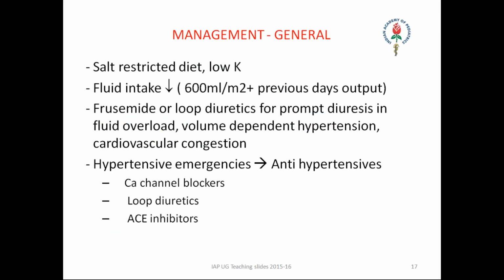So management, you already know: salt restriction and low potassium. Decrease your fluid intake to previous day's output. You keep an input-output chart, check your output, and give output plus 500 to 600 ml per meter square. Keep a diuretic. Diuretic is the first drug to decrease hypertension and edema. Furosemide or loop diuretic decreases the fluid overload, and automatically your hypertension also will decrease, and pulmonary congestion and cardiovascular complications are also lessened. For hypertensive emergencies, you have to use calcium channel blockers, loop diuretics, or ACE inhibitors.